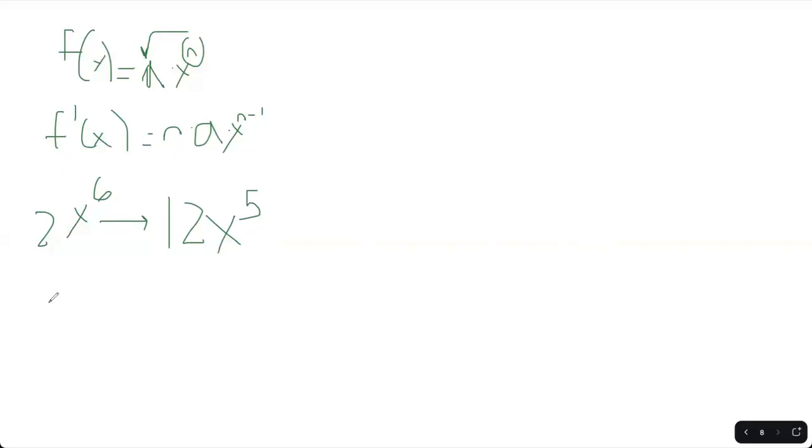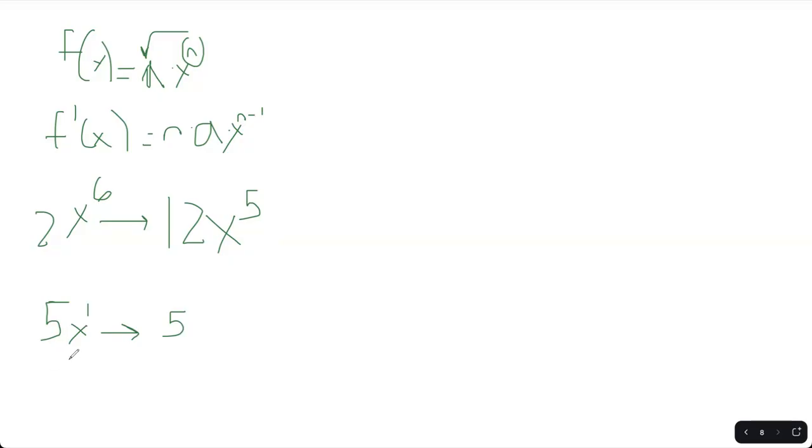Now what about 5x? What's the derivative of that? Well, put a 1 there because x to the power of 1 is just x. So you bring down the 1, which doesn't do anything to the coefficient. And then you do 1 minus 1, which gives you 0. And x to the power of 0 is just 1. So your answer is going to be 5. The derivative of 5x is just 5.